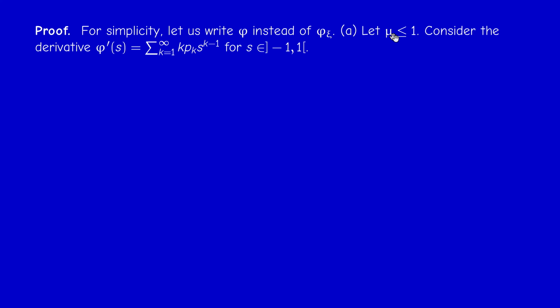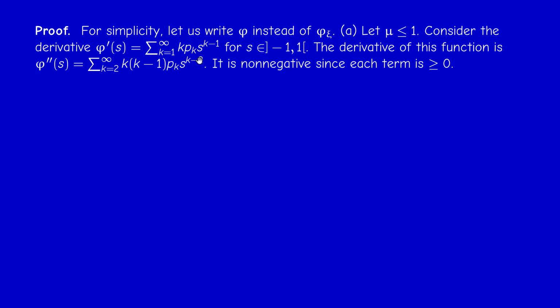Okay, in the first case, the expectation of xi is less or equal than 1. What happens? For s between -1 and 1, we are in the disk of convergence, so we can differentiate term by term, as you observed. And we can differentiate another time. Okay? Now, phi double prime is non-negative, because everything is non-negative here.